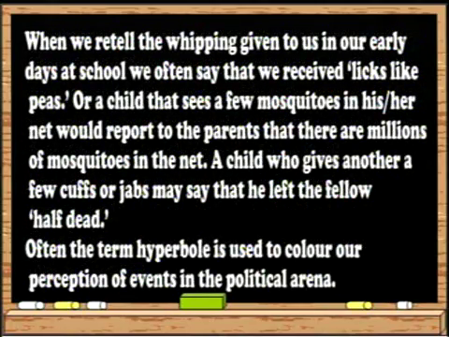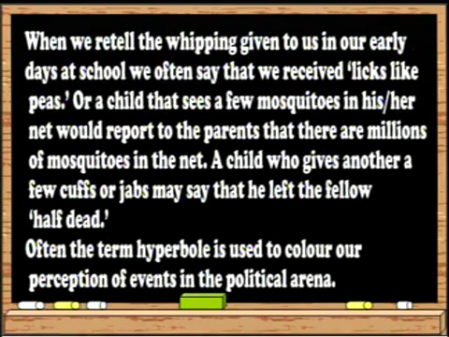When we retell the whipping given to us in our early days at school, we often say that we received licks like peas, or a child that sees a few mosquitoes in his or her net will report to the parents that there are millions of mosquitoes in the net. A child who gives another a few cuffs or jabs may say that he left the fellow half dead.